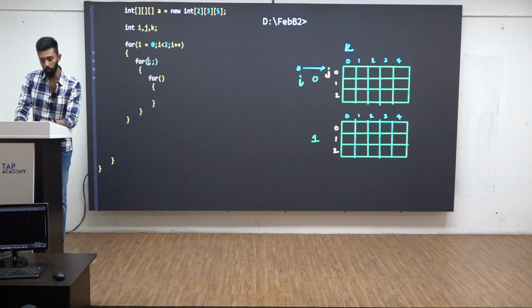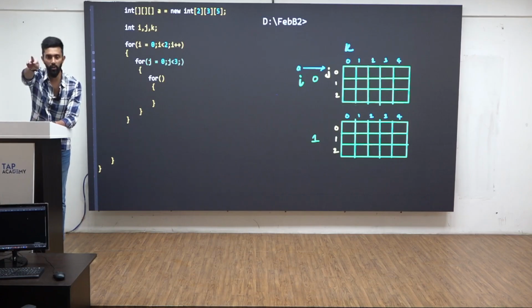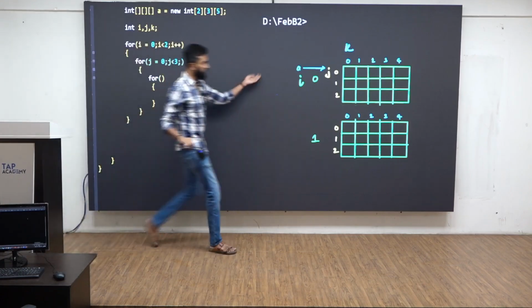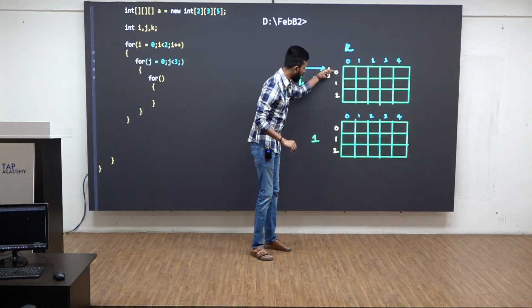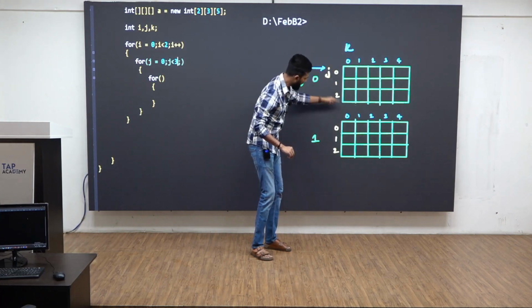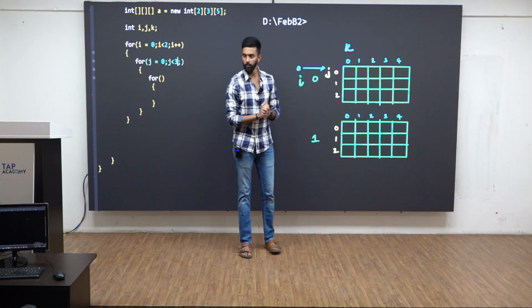This is class. Who takes care of class? J. J starts from 0. Till where should J go? Less than 3, which is only 2. Because see, in every school, class starts from 0 and goes till 2. 2 is less than 3. I think you understand. Correct?